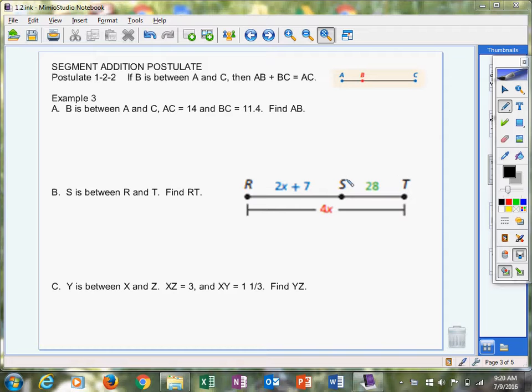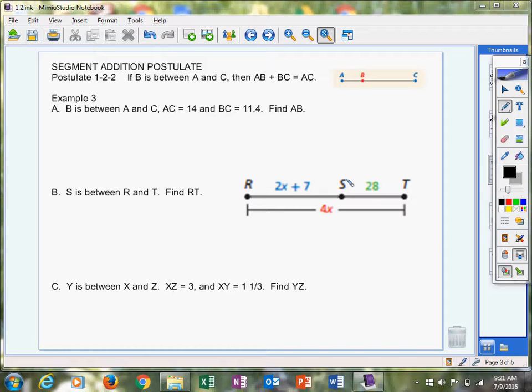You do need your electronic notebook or your note card to put in your segment addition postulate, which is postulate 1-2-2. And it states this: if B is between A and C, so again, we're talking about a segment, and they've given you 3 points. If B is between A and C, which would be your endpoints, you don't know where along that B is located. Don't always assume it's the middle. It may not be the middle. Make no assumptions about that. Then segment AB plus segment BC is equal to the whole thing, AC.